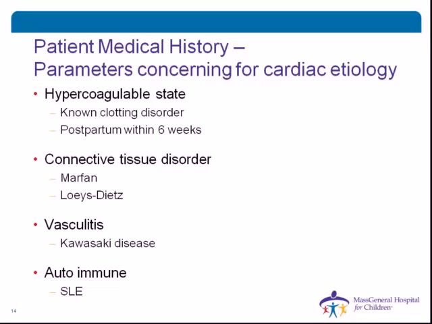Patient's past medical history is also very important. There are certain parameters that are concerning for cardiac etiology chest pain, including if a patient has a known hypercoagulable state, that is having a known clotting disorder or being postpartum within 6 weeks of presentation. If a patient has a history of connective tissue disorder that may predispose them for vascular event, such as patients with Loeys-Dietz or Marfan's. Patients with a history of vasculitis, such as Kawasaki's disease, as these patients may occasionally develop coronary artery thrombosis. Also, patients with a history of autoimmune disease, such as lupus, which may also present with a pericarditis and very large pericardial effusions.